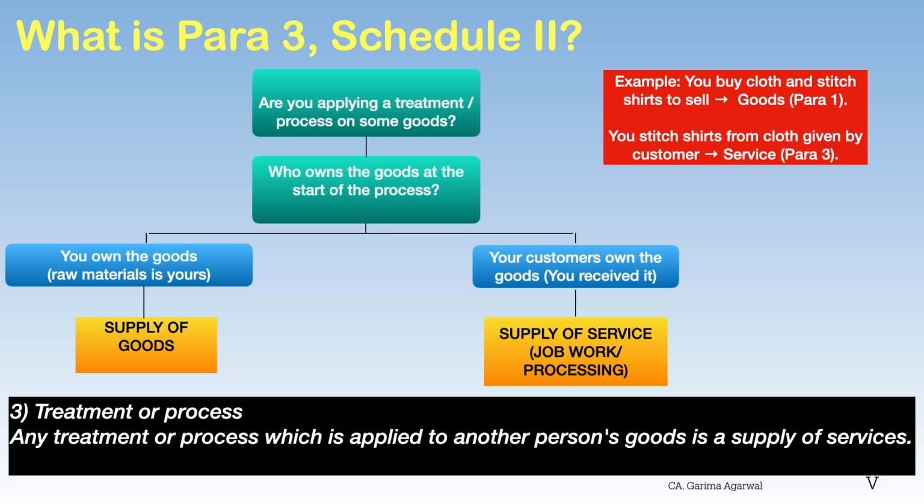So para 3 doesn't look at the process. It looks at the ownership. If the goods are yours, it's goods. If the goods are someone else's and you just work on them, it's service. It's just as simple as that.